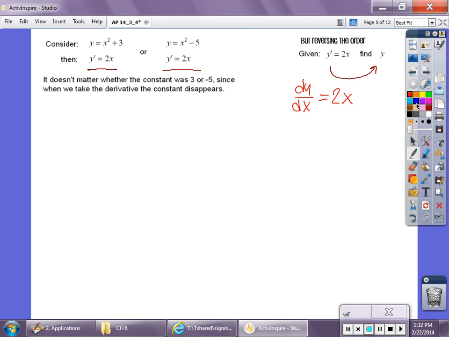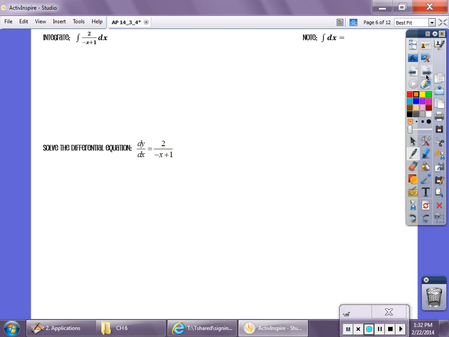And let's review our steps. Step 1 was to multiply both sides by the dx, and you get dy is equal to 2x dx. Then you can integrate. So the integral of dy is y itself. The integral of 2x is x squared plus c. And then here, I'm pretty much stuck. I don't have an initial value, so that's the answer to my differential equation.